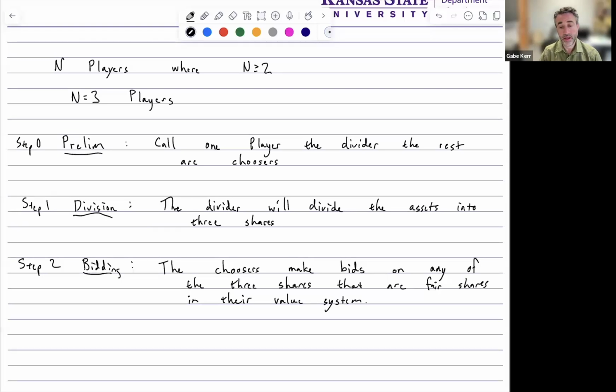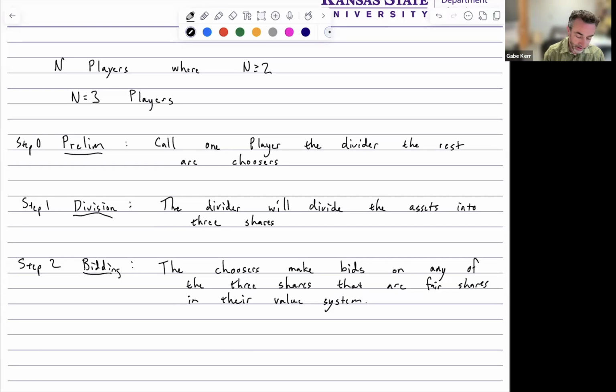Okay. So what does that mean? That means that if I'm, say, one of the choosers, I look at the three shares that have been divided by the divider. And I say, well, that share is a fair share for me. That one's not, and that one is. And the ones that are the fair shares for me, I write them down and I say, okay, I'm going to bid on those.